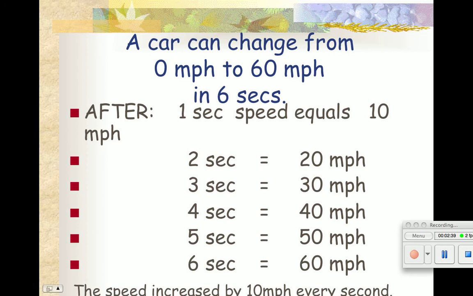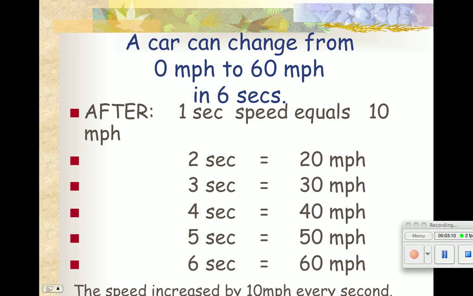After the first second, she's going to go 10 miles per hour. After 2 seconds, she's going to go 20. After 3 seconds, she's going to go 30, and so on, until after 6 seconds she's now going 60 miles per hour. So her speed has increased by 10 miles per hour for every second that she went. This is her rate of acceleration. She went 10 miles per hour per second is her acceleration rate. She's changing by 10 miles per hour for every second that she goes.